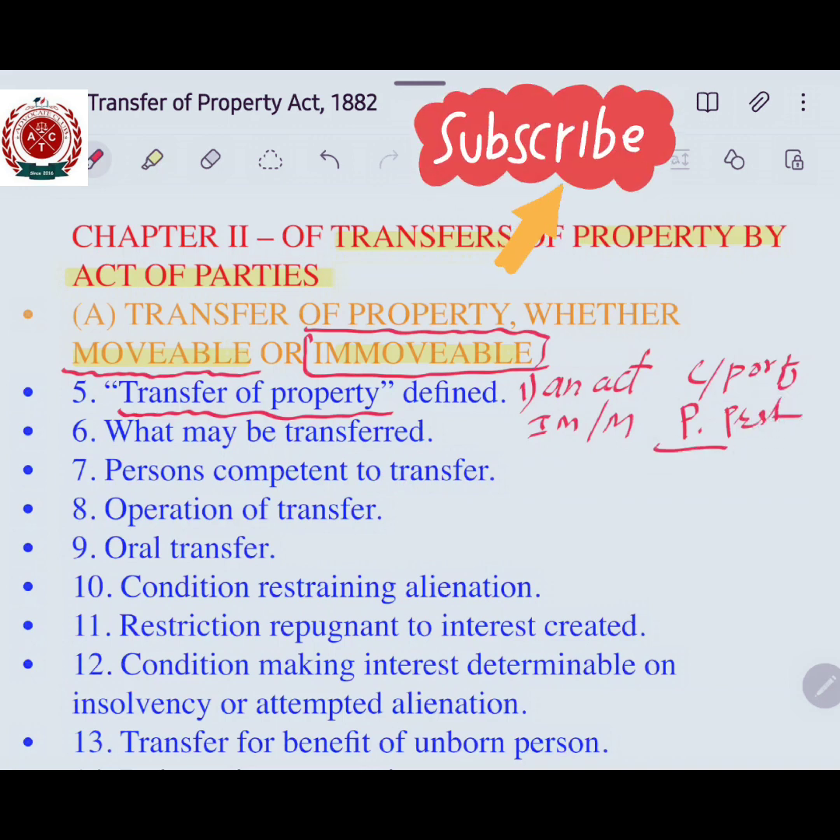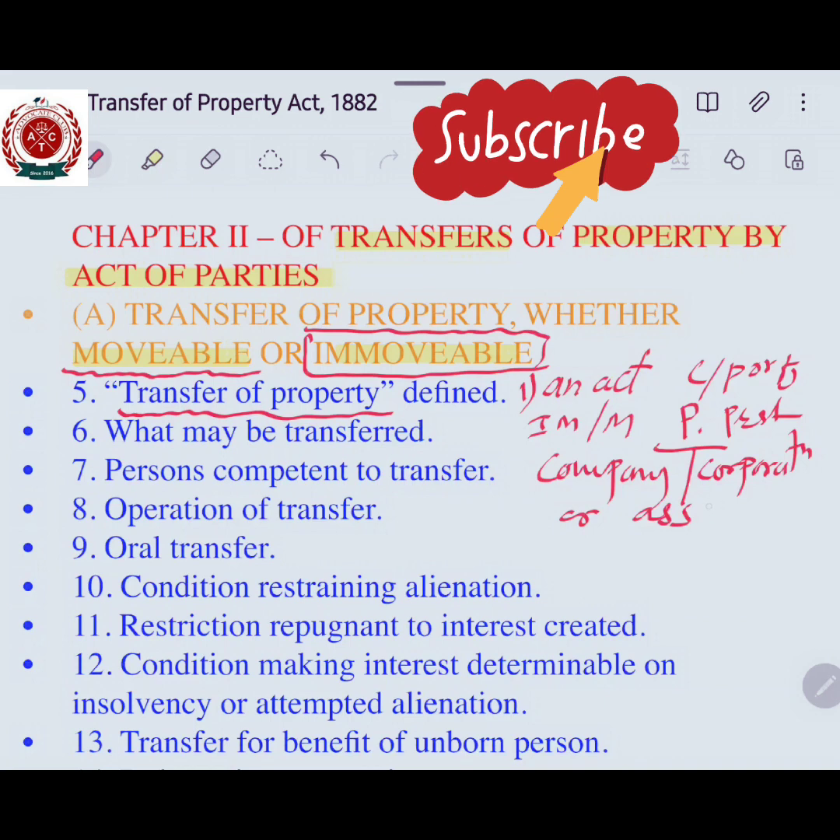Next is the definition of a living person given under section 5. Living person means a company, corporation or association. Living person includes these three words. It is also an MCQ question, friends, so you need to see it.